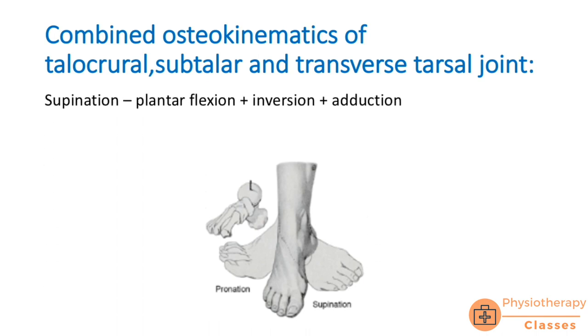When the talocrural joint goes for plantar flexion along with inversion at the subtalar joint and adduction at the transverse tarsal joint, it is called supination. And it is called pronation when the talocrural joint goes for dorsiflexion, subtalar joint goes for eversion, and transverse tarsal joint goes for abduction.